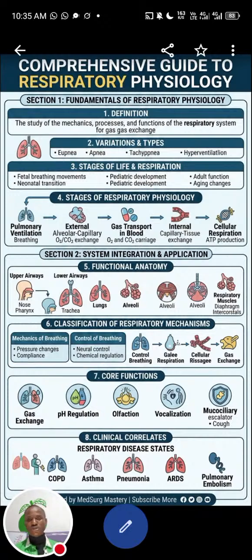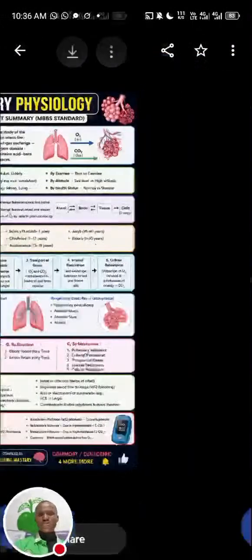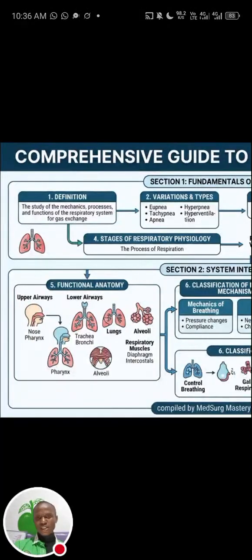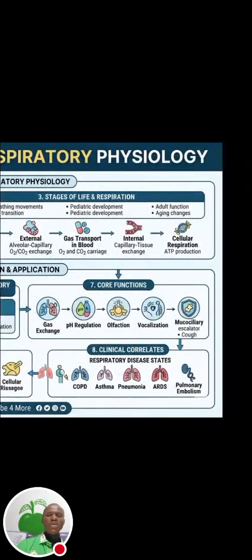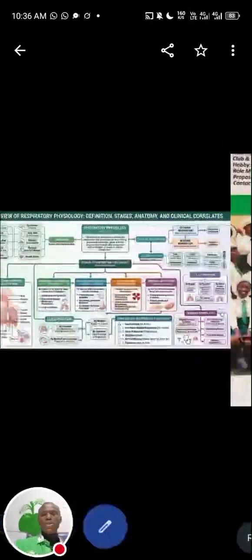See, nostrils, okay, pharynx, okay, nostrils, nose cavity, pharynx, larynx, then trachea. Okay, none of these things gives me a perfect picture of what I'm looking for. But no problem. We are going to still work on that. Let me see. Does this give me? This still does not give me. But no problem. We are still going to fix that.